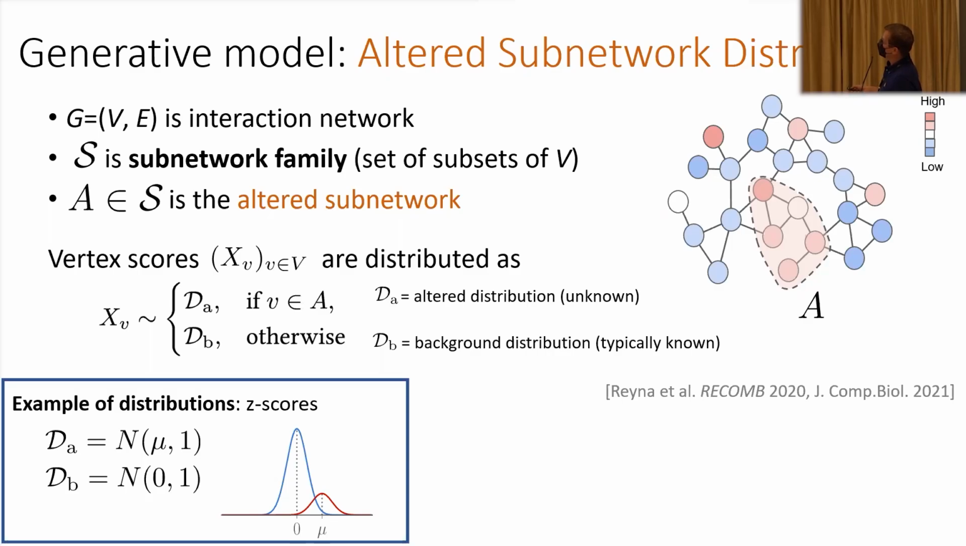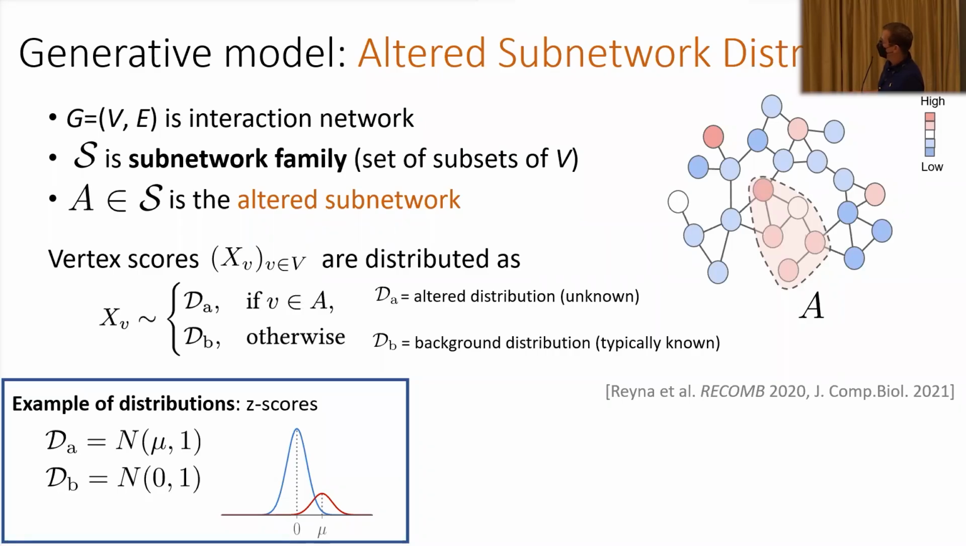You're also then given these vertex scores. And the vertex scores are distributed in two ways. They have a background distribution here, or for nodes that are in this altered subnetwork that you're going to implant, they have this altered distribution. Okay? So now you've got these parameters you can use to describe different approaches. What is the subnetwork family? And what are these background and altered distributions?